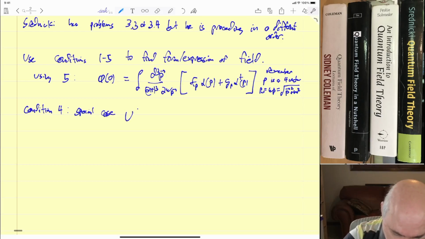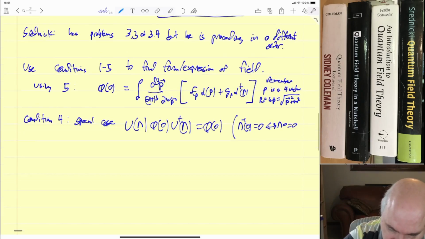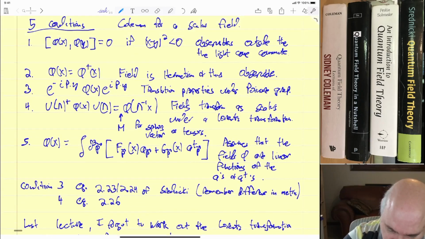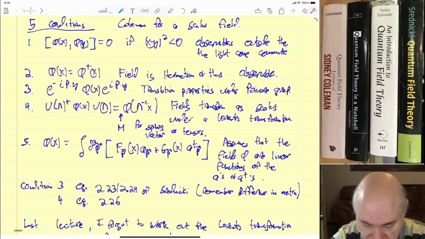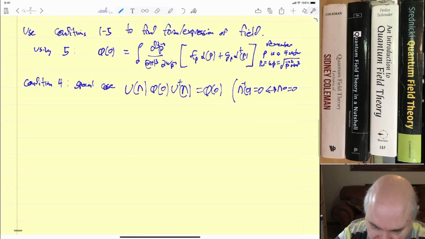I'm going to have U(Λ) φ(0) U†(Λ) equal to φ(0). This is because Λ⁻¹ 0 equals 0, which is the same thing as Λ 0 equals 0. Let me scroll back to condition 4 and substitute x equals 0. Λ inverse of 0 is 0, so I get what I wrote down. It's all very simple substitutions. The argument is really quite simple. Okay.